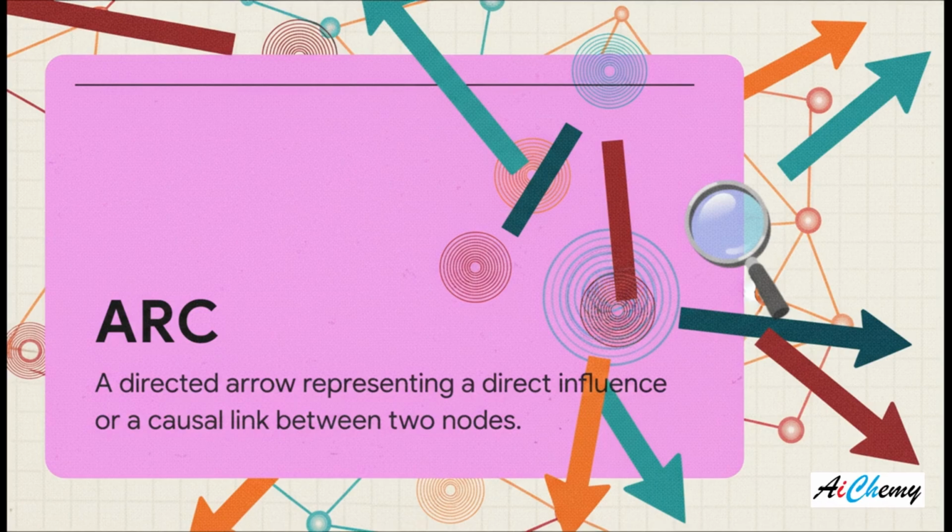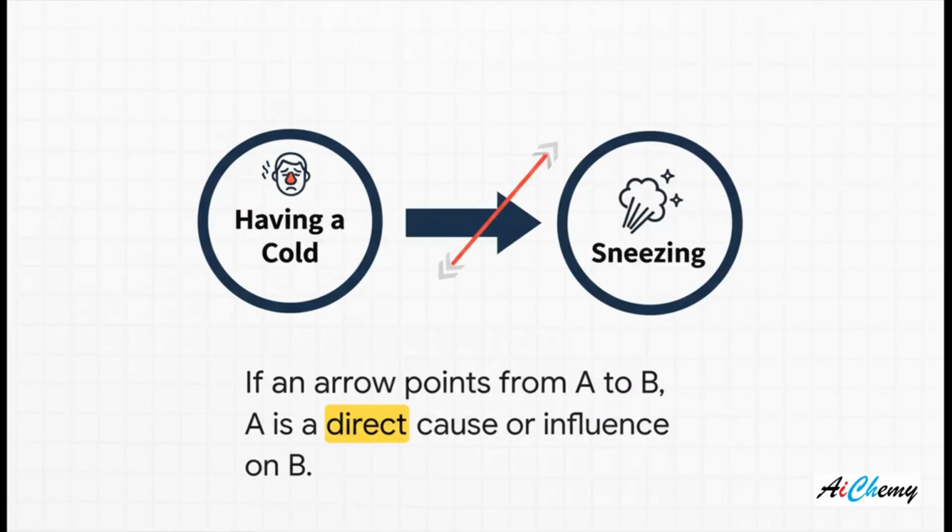And the next piece, that's the arc. The arc is just the arrow that connects two nodes. This is literally how we draw the lines between the dots on our map. It's showing us the pathway of influence from one thing to another. Now, this is super important. The direction of that arrow means everything. If the arrow points from having a cold over to sneezing, that means having a cold causes sneezing. It's a one-way street. Sneezing doesn't turn around and cause you to have a cold.